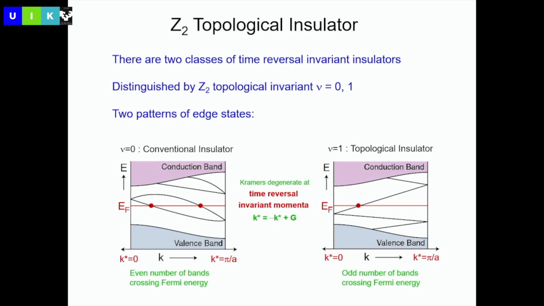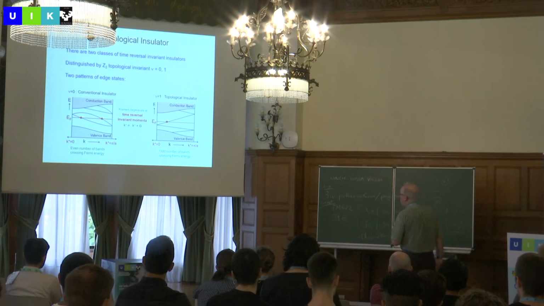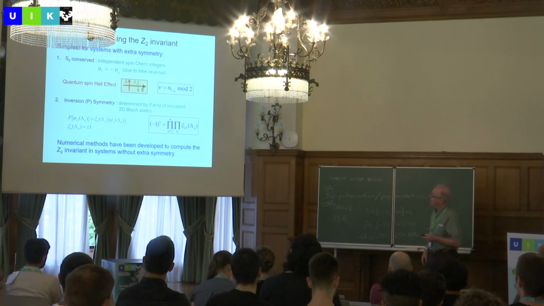So this explains how you know that there are 2 topological classes of 2-dimensional time reversal invariant insulators. So it's nice to write down.